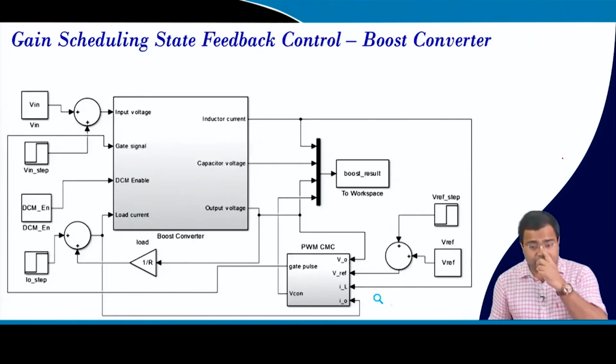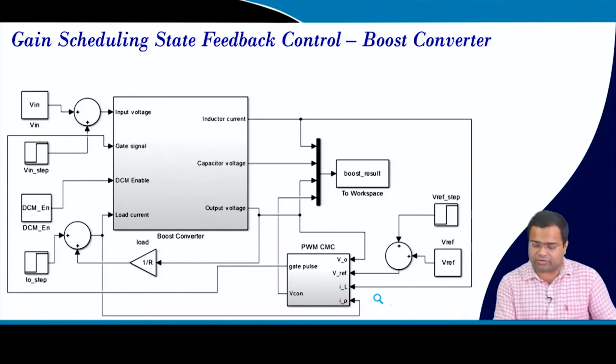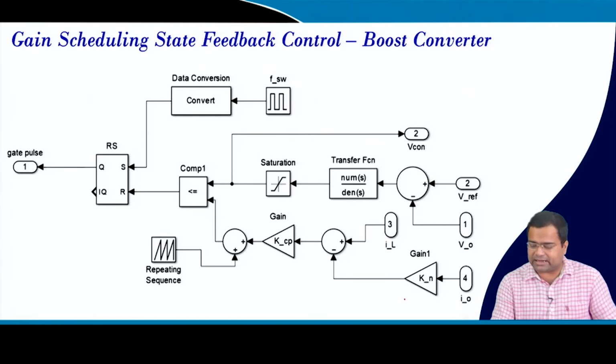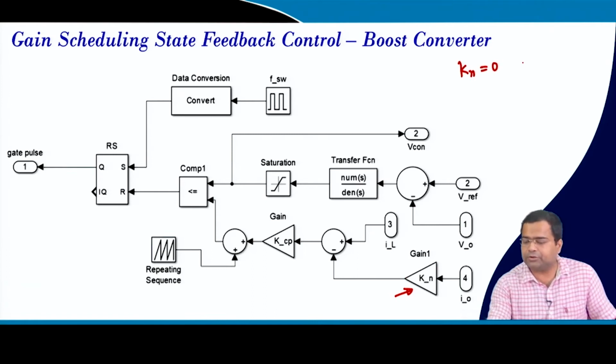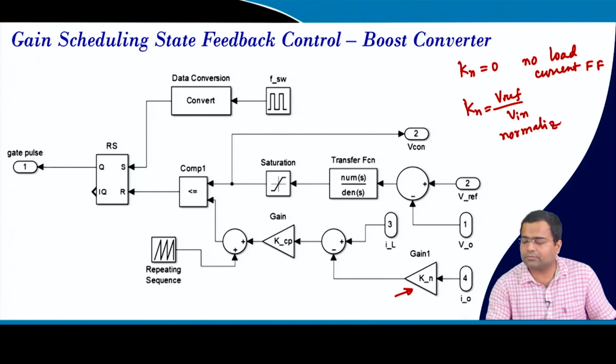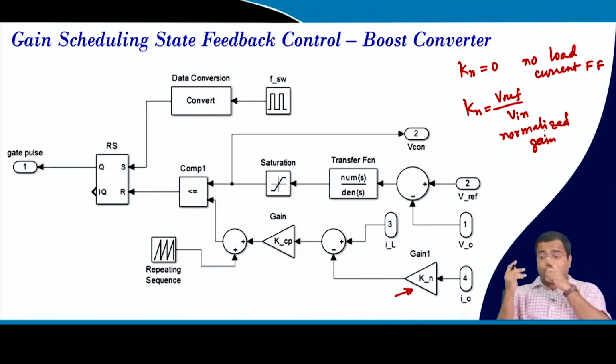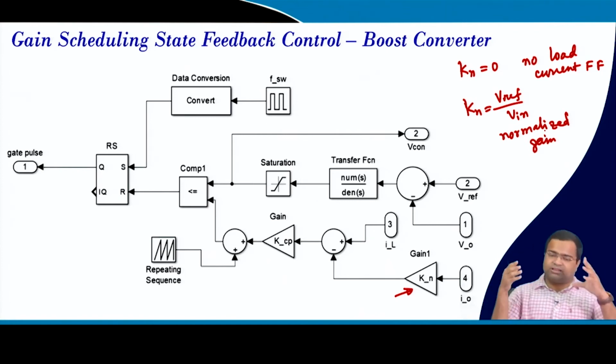Okay. So, now if you go for state feedback control, where we are also considering load current feed forward, if you set Kn to be 0, then there is no load current feed forward, but if we set Kn to be Vref by Vin, that is a normalized gain, because you want to normalize the load current with respect to the average inductor current.